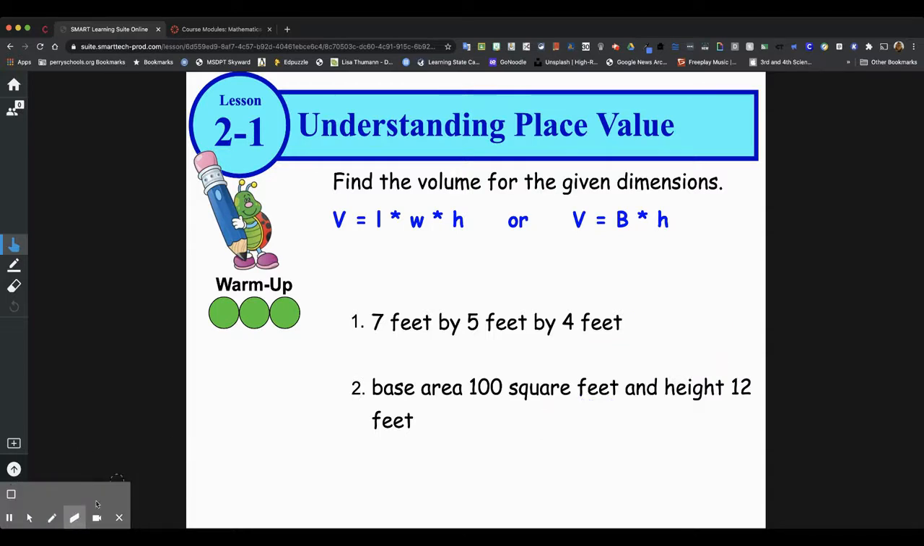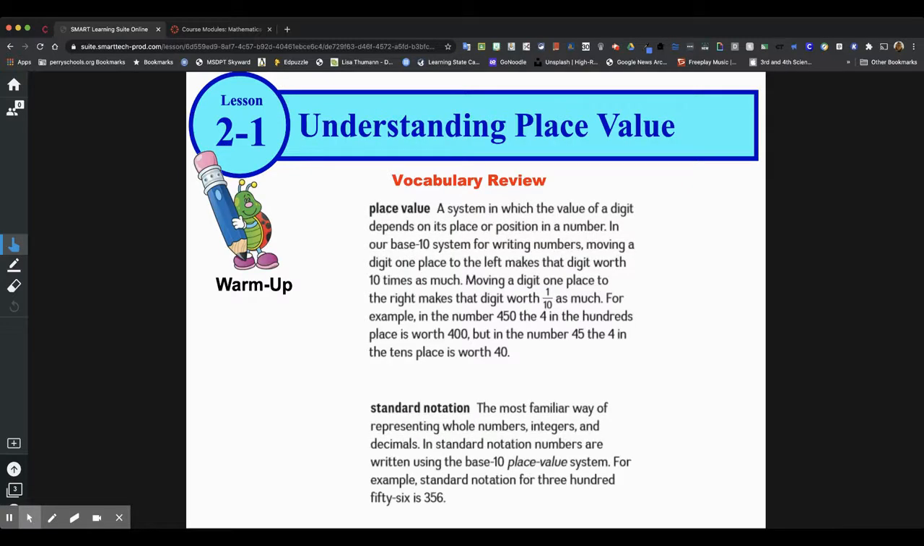All right, so moving on. Let's get that out of the way. There we go. So some vocabulary words. We'll have 3 vocabulary words, terms, phrases that we want to go over as we start this new unit. You'll see here on this slide, we've got place value and we have standard notation.